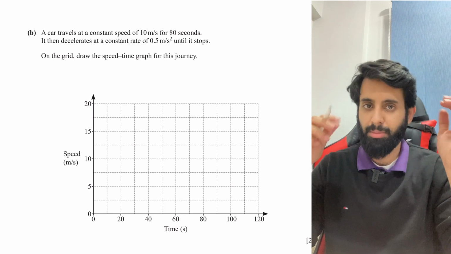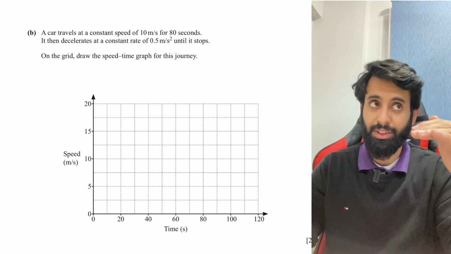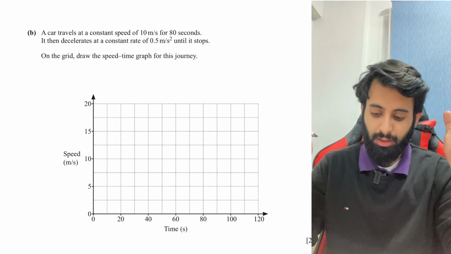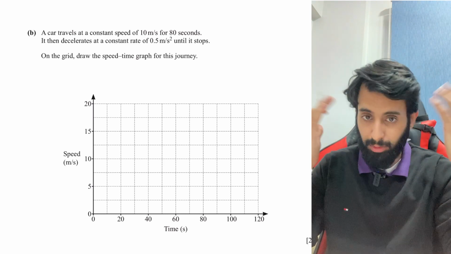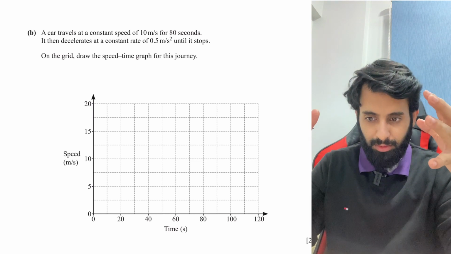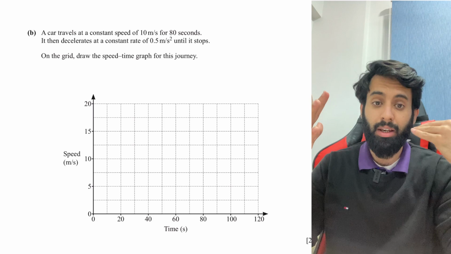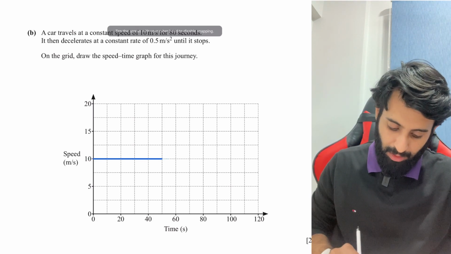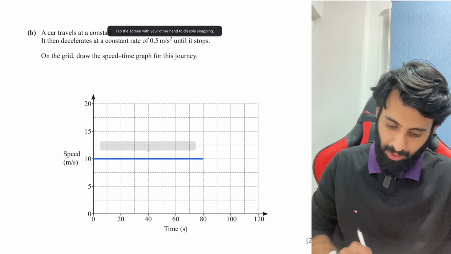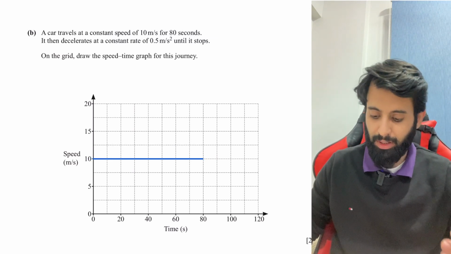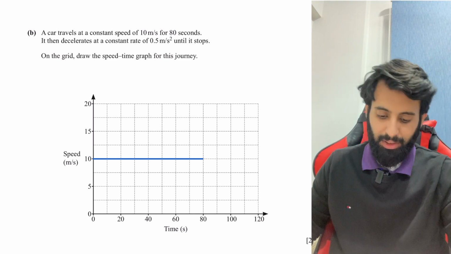So constant speed on a speed time graph is shown by a straight line. Now, if I just say a straight line, that's not enough, okay? Every line is straight. That's something I always tell my students, and that's something that always blows their mind. Every line is straight, but you've got to be able to narrow it down and say, okay, it's a horizontal line. So 10 meters per second for 80 seconds means you're going to get a horizontal line at 10 for 80 seconds, okay?